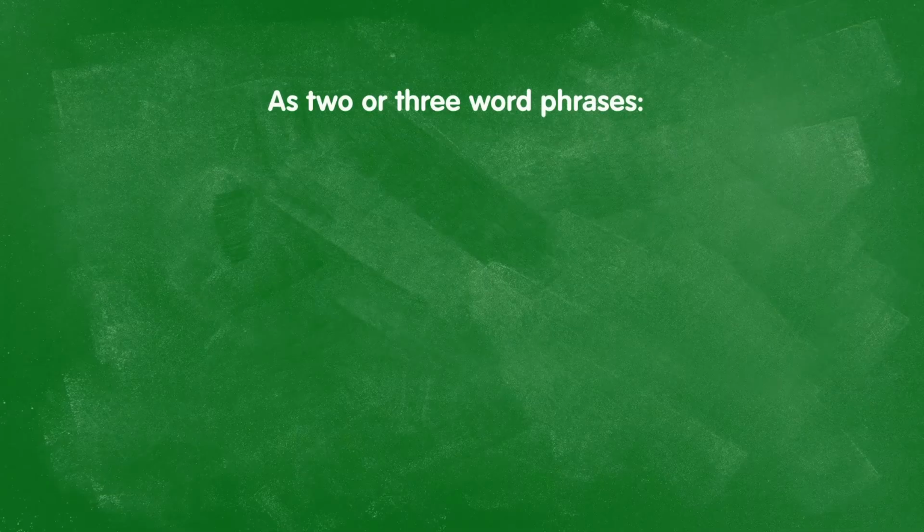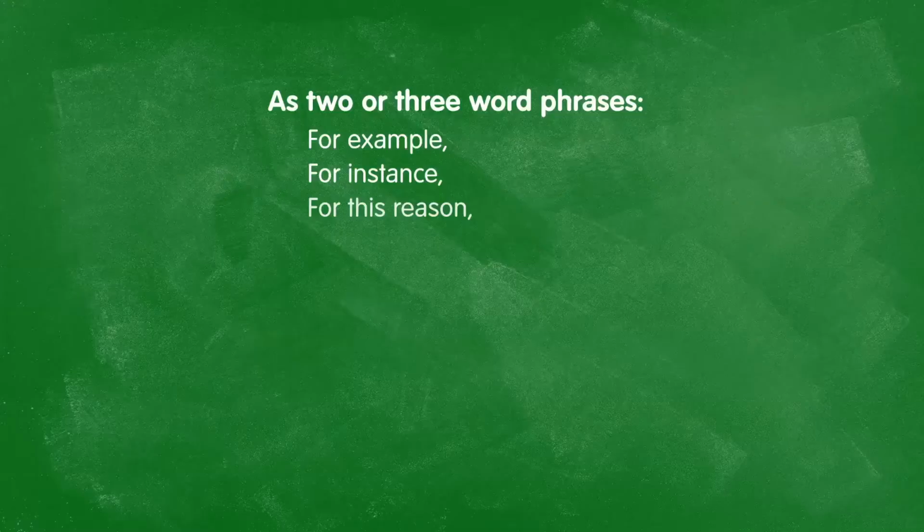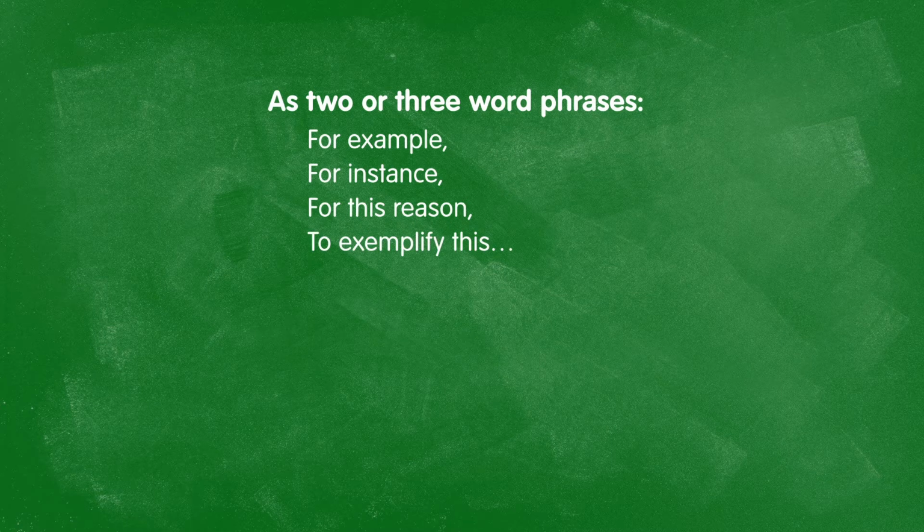Now, for 2 or 3 word phrases, we can use phrases like for example or for instance in order to provide examples or to provide situations where our argument may apply. Likewise, we can also use phrases like for this reason. This we also use when we're giving motivations or reasons for something. It's pretty self-explanatory. Now, another phrase that will be quite useful and sounds quite good is to exemplify this.